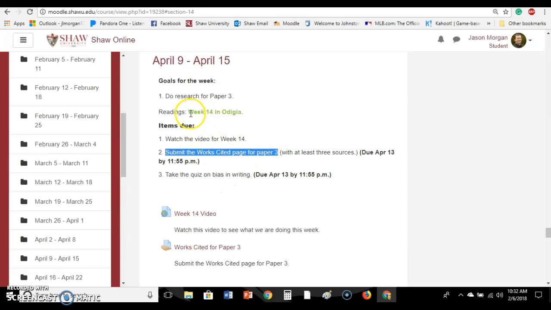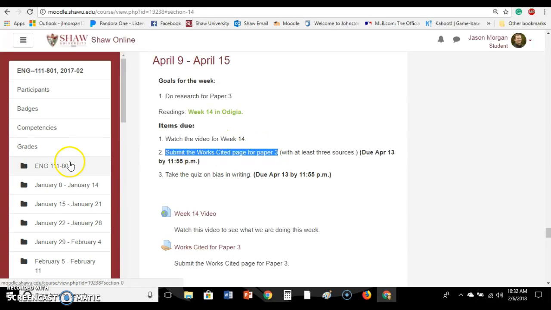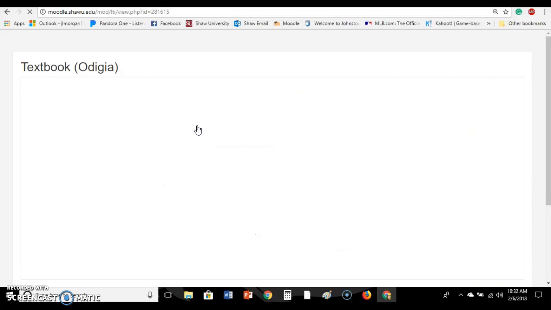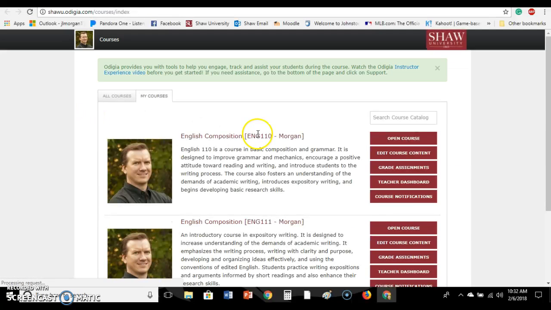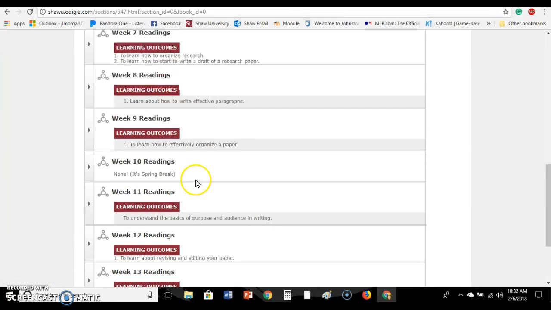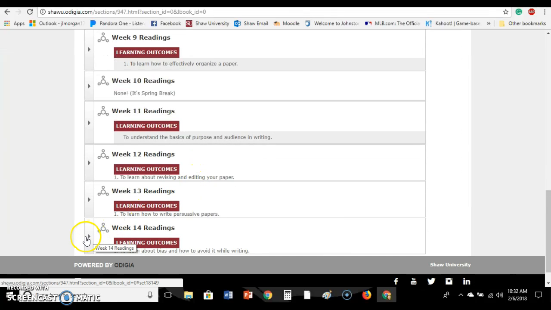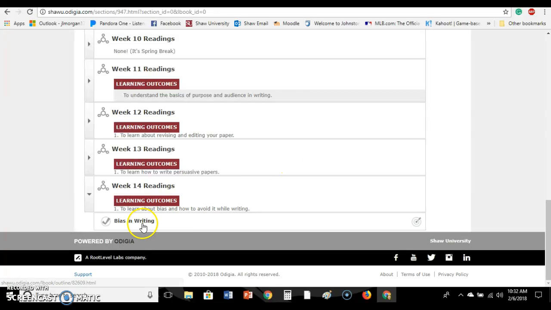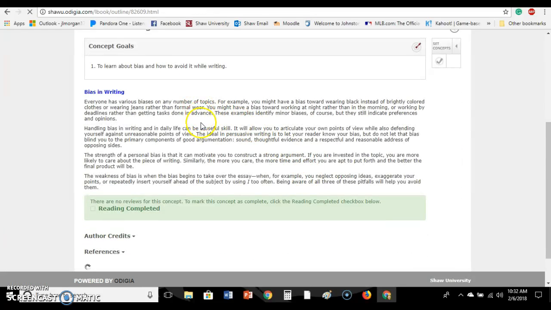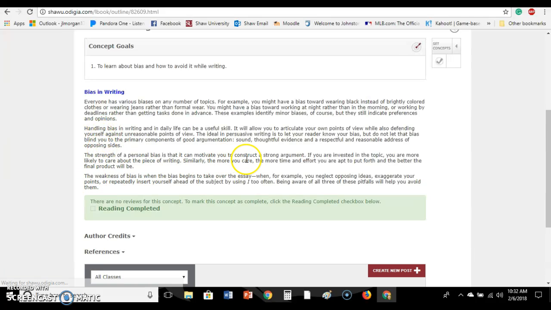Now, there are readings in week 14 of Odigia. So let's go again to Odigia, which is found up here. There's our textbook. Click on here to go to Odigia, open the course, go to week 14. Okay, bias in writing. So there is this reading here about bias in writing. It's not long, it's what, 3-4 paragraphs. But read this because there is a quiz.